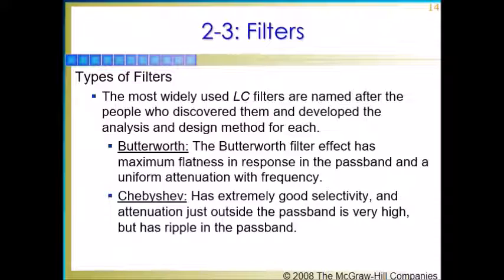Chebyshev. Chebyshev filters have extremely good selectivity. Their attenuation rate or roll-off is high, much higher than that of the Butterworth filter. The attenuation just outside the passband is also very high, again better than the Butterworth. The main problem with the Chebyshev filter is that it has ripple in the passband, as is evident from the figure. The response is not flat or constant, as it is with the Butterworth filter. This may be a disadvantage in some applications.